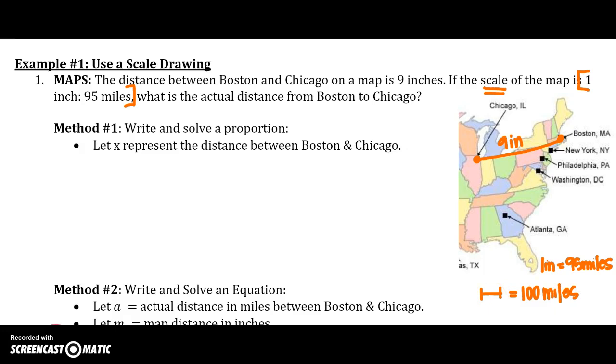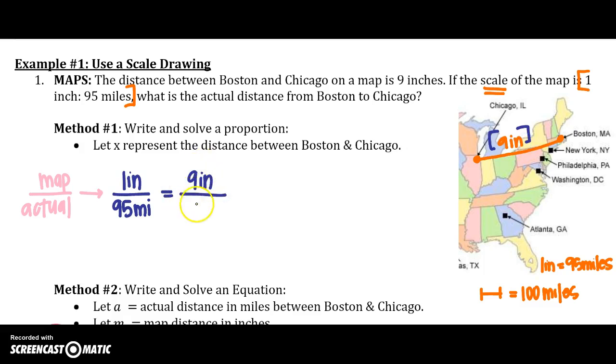So there's two methods. We're just going to use one just because I think it's pretty explanatory. So I'm going to put my map over my actual distance. So I need to stay consistent with what's on top and what's on bottom. So I'm going to use my scale, 1 inch is to 95 miles. That's going to equal, and I'm just going to set up a proportion. Because my map is on top, I'm going to use 9 inches on top is to x. And that's going to be left in miles since my bottom part is in the miles.